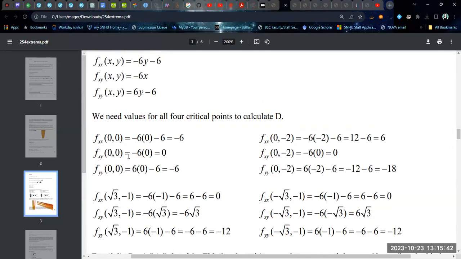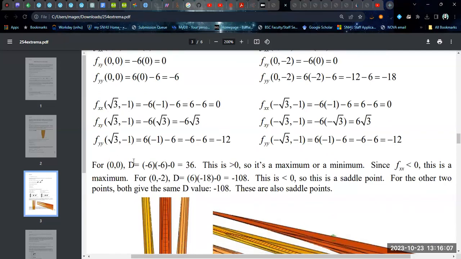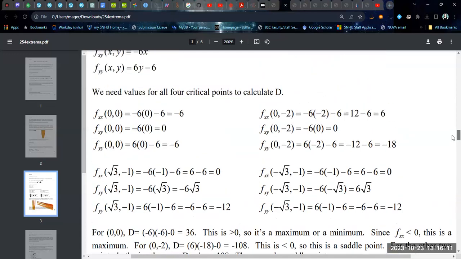So here what I've done is I've taken my (0, 0) critical point and I've evaluated my second derivative for x at (0, 0), and I got negative 6. My mixed partial at (0, 0), and I got 0. And my second partial for y at (0, 0), and ended up with negative 6. And so the D-test for that will be negative 6 times negative 6 minus 0, which is 36.